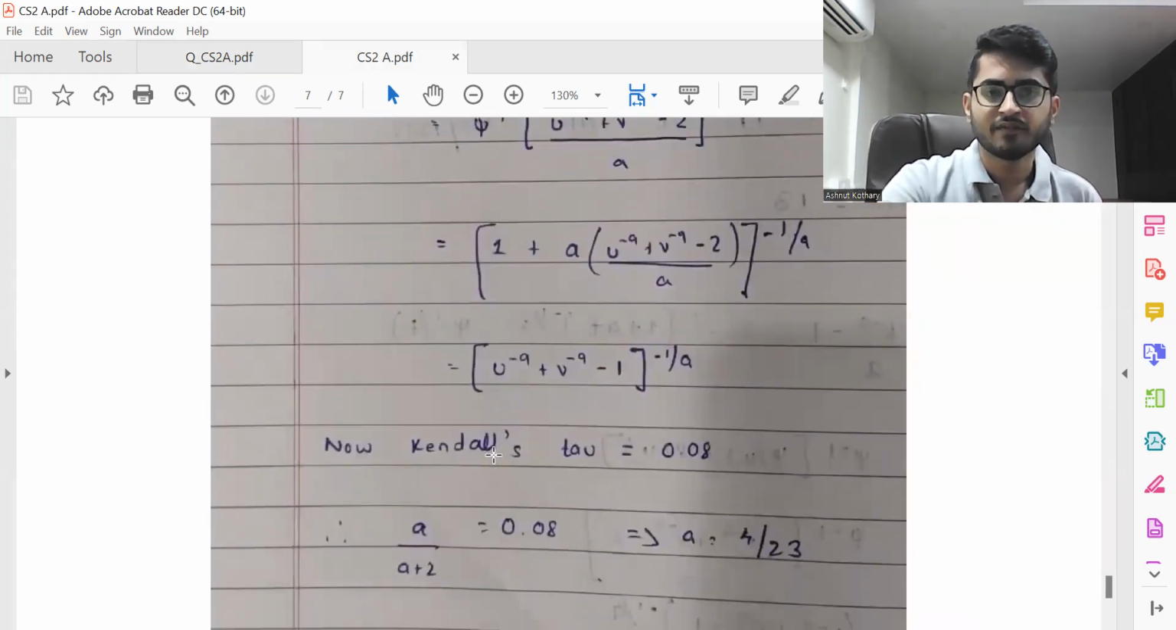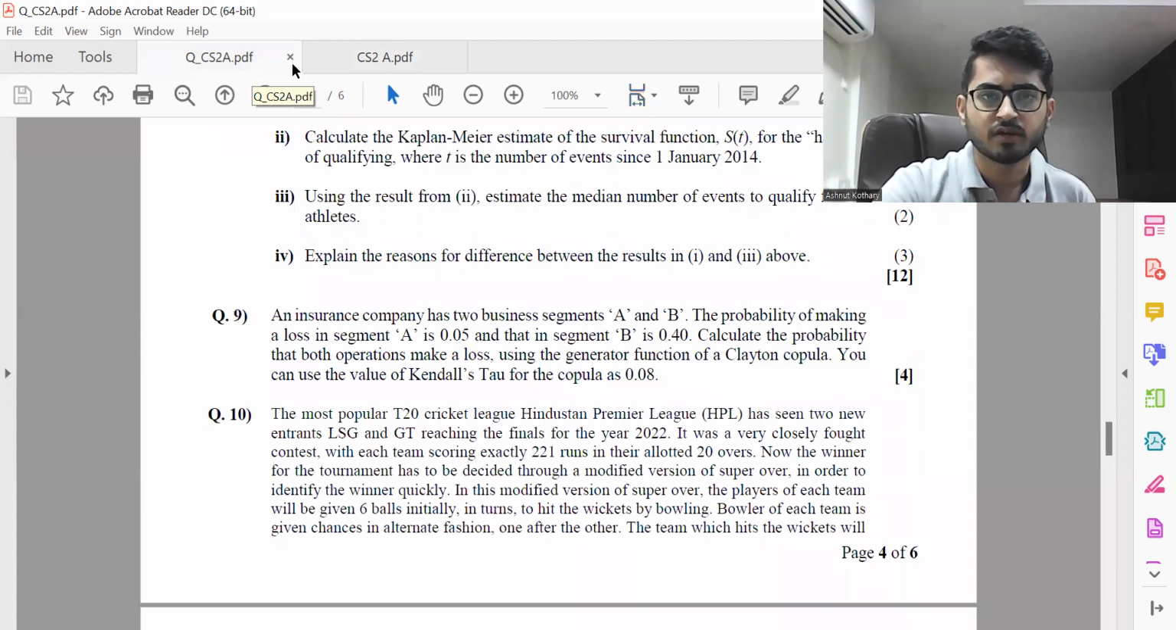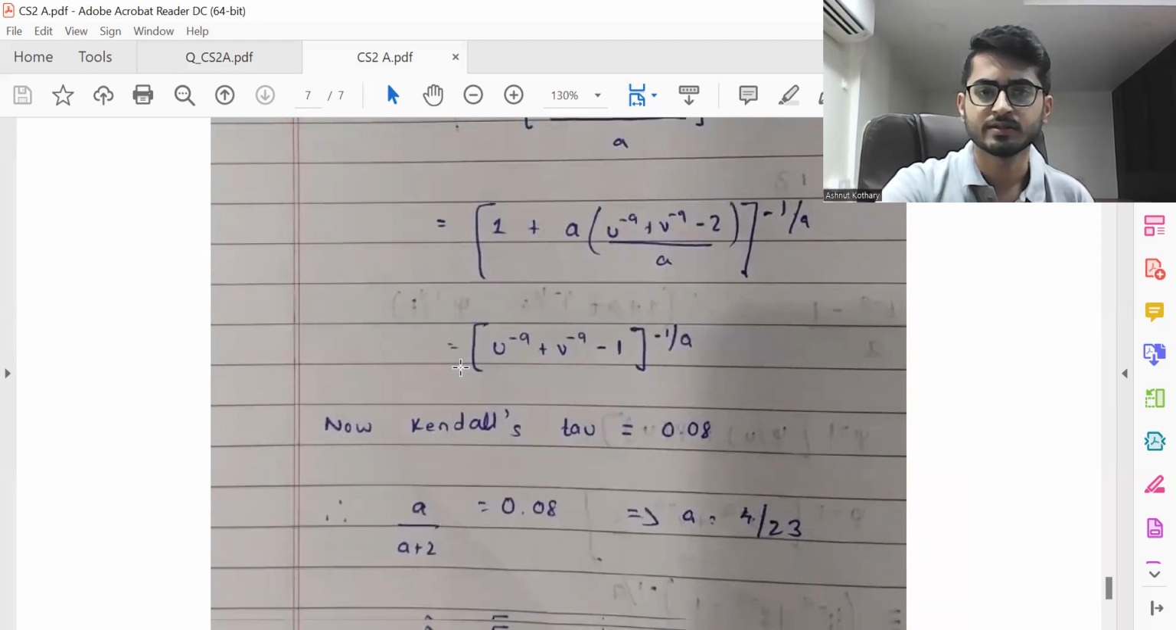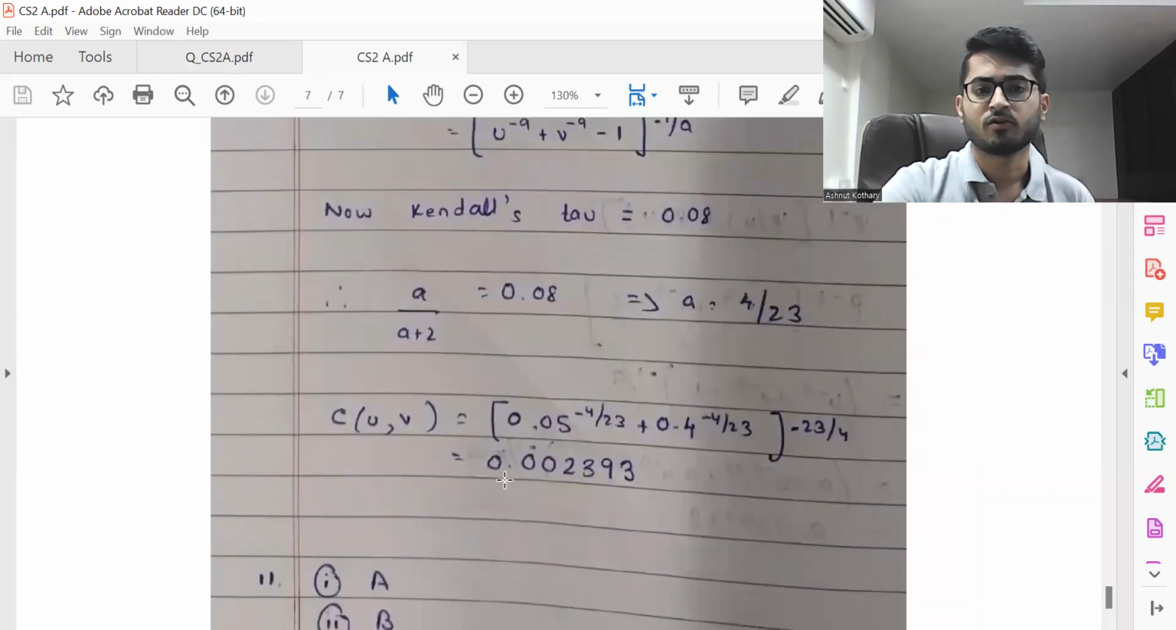So here we go, and then we have Kendall's tau is 0.08, we have a Clayton copula over here, right? So for a Clayton copula, it's alpha by alpha plus 2, which is my tau. This should be equal to 0.08 and alpha will be coming out as 4 by 23. And once I substitute this, I'll get the value of my copula, which is 0.002393.